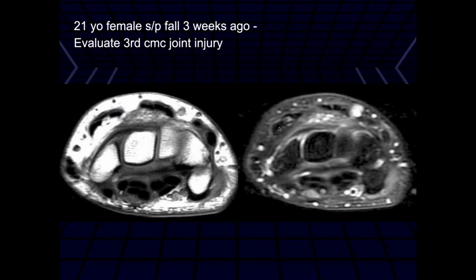So let's see, Ashu, what do you think of this case? So this is a 21-year-old female, status post fall injury 3 weeks ago, evaluated for third CMC joint injury. There's a few dorsal ganglion cysts there. I'm looking at, it looks like a lot of edema, maybe along the dorsal aspect of the third CMC.